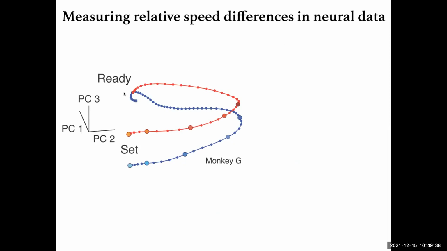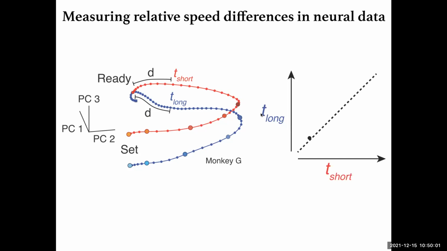For that, we need to be able to measure speed differences in the neural data. To do that, I applied the following technique. I basically ask, what is the time necessary to travel a certain distance along each trajectory? And for each condition, I'm going to call this time t short for the short condition and t long for the long condition. And here I'm going to plot the t long versus t short. And so for a single distance, I get a point on this plot. If I take a longer distance, I get a new point here.